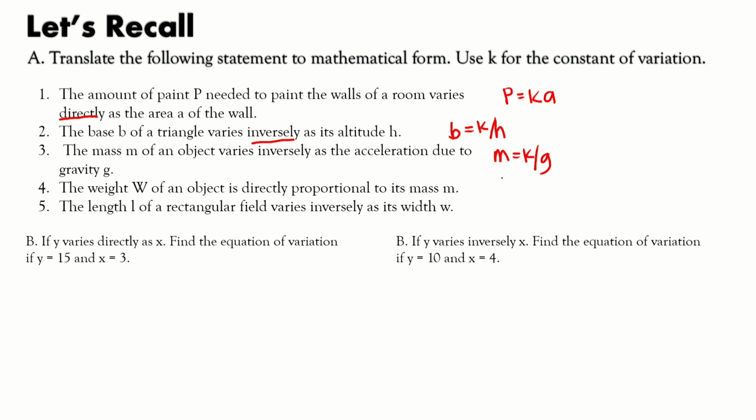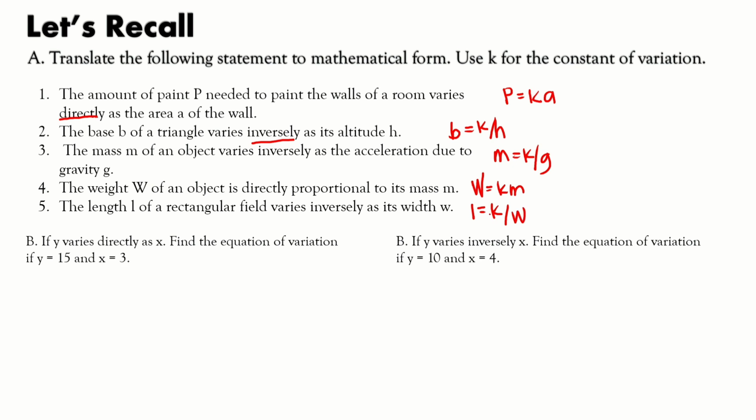Next, number 4. The weight W of an object is directly proportional to its mass m. Again, number 4 is an example of direct variation. So that is capital W is equal to Km. And number 5, the length L of a rectangular field varies inversely as its width W. That is L is equal to K all over W.